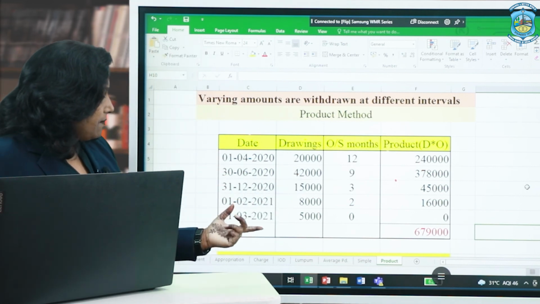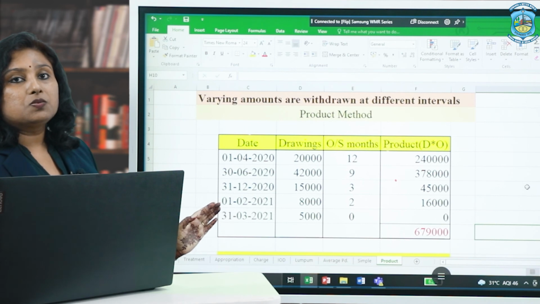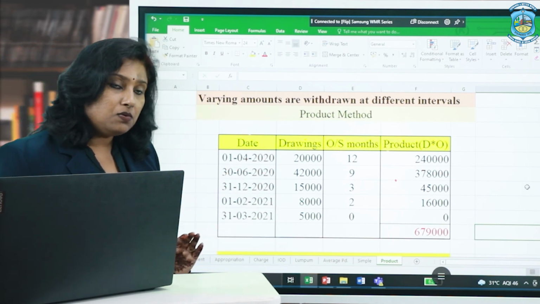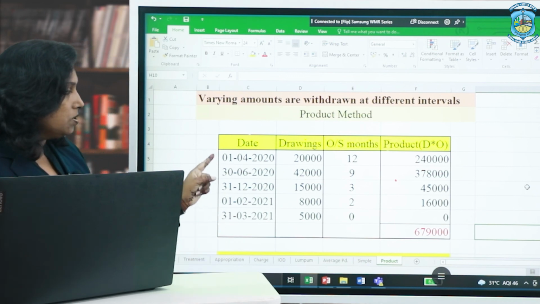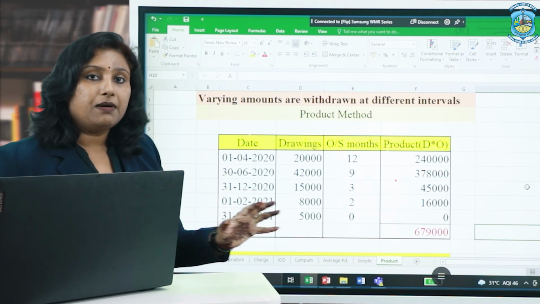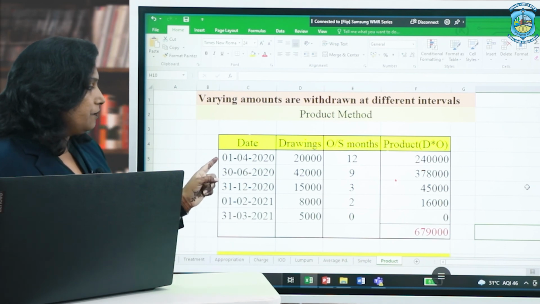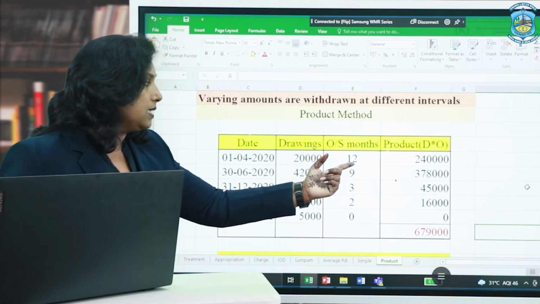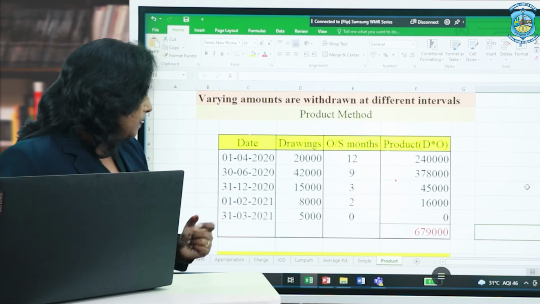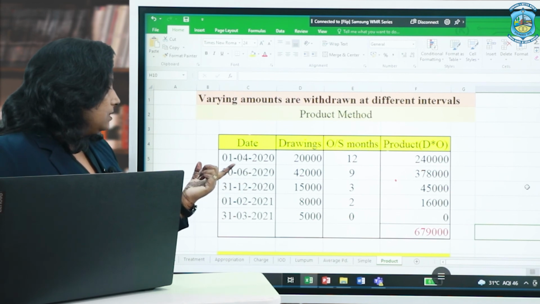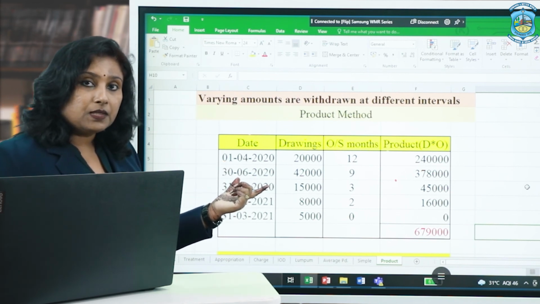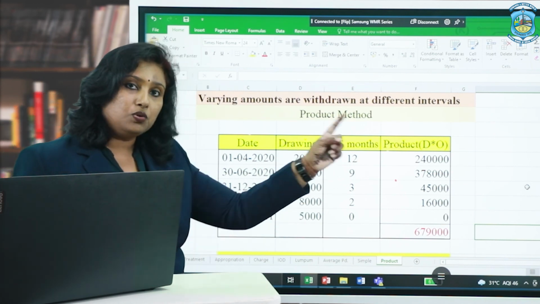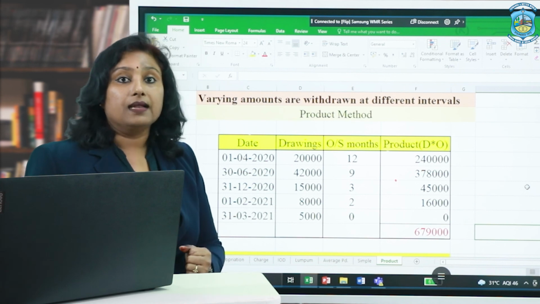So we have taken an example where 5 withdrawals were done. Each withdrawal, as you can see, is of different amount and the dates are also not showing us any regular pattern. The first withdrawal was done on 1st of April of 20,000. So outstanding months from 1st April till 31st of March would be 12. If the withdrawal is done on 30th of June, that is just after 3 months, 42,000 was withdrawn. So from 30th of June till 31st of March, the outstanding months are 9.